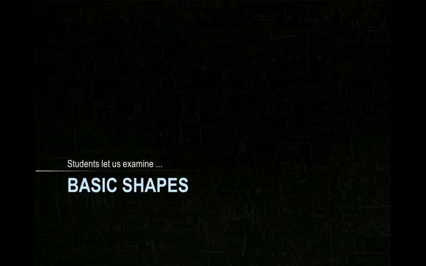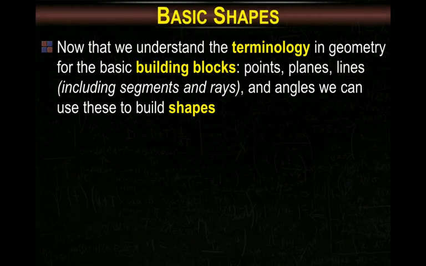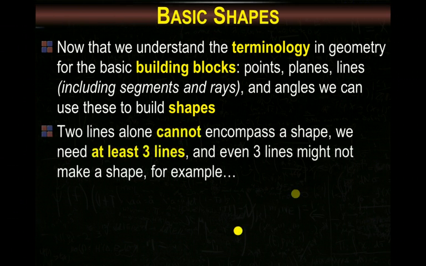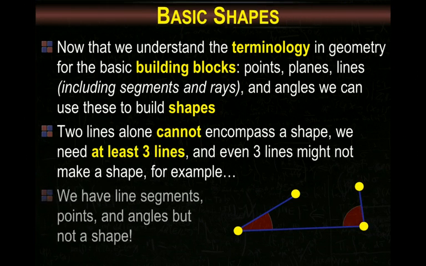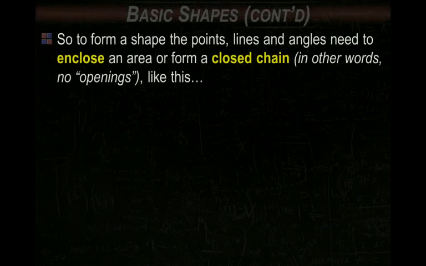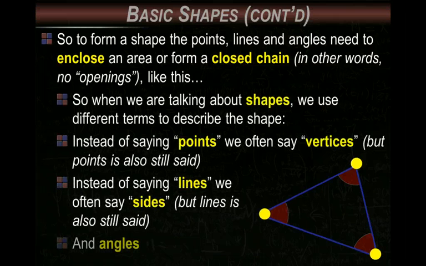From these lines and angles, we can build our basic shapes to wrap up today. So, our basic building blocks: a point, a plane, a line, and angles. From these, we build shapes. Two lines alone can't build you a shape. Even 3 lines can't build you a shape unless we can connect it all together. We can form a chain here. So here are 3 lines and 2 angles, but it's not a shape. For it to be a shape, it has to close itself off and form a chain. No openings. And then we have a shape.